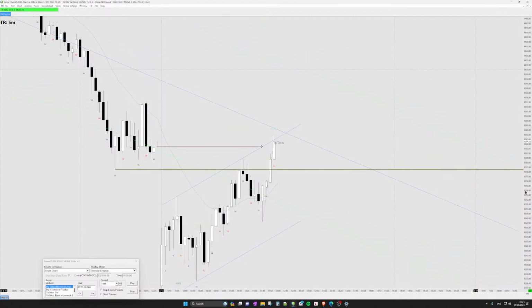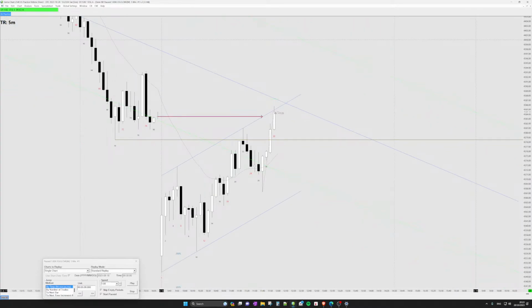Strong leg up, and this is a potential candidate for a climax buy, because on the higher time frame this is the one leg and it's the biggest leg from the open. Perfect.